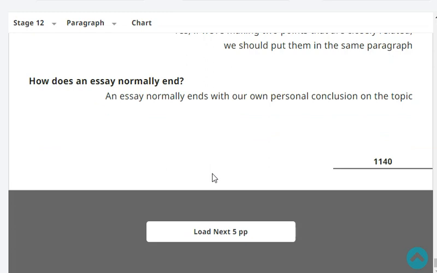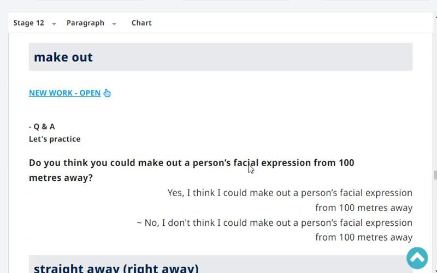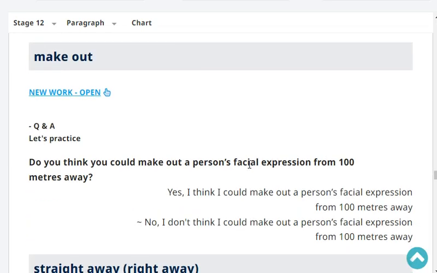How does an essay normally end? An essay normally ends with our own personal conclusion on the topic. Very good. Okay, next.